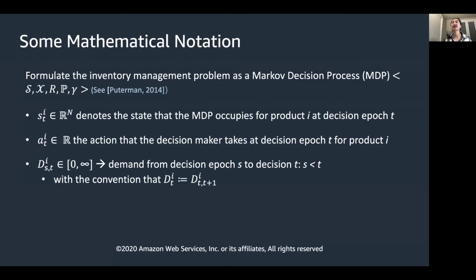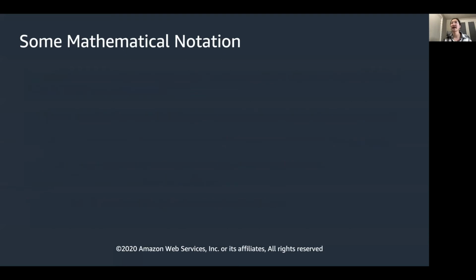And we use capital D to denote the demand from the decision epoch s to decision epoch t. And note here that s happens always before t, so s is less than t. And we also apply this notation convention that when we talk about D_t^i, we mean the demand that comes in between t and t plus 1. Last but not least, we have I_t^i denoting the inventory for product i at decision epoch t. And more mathematical notation to come.